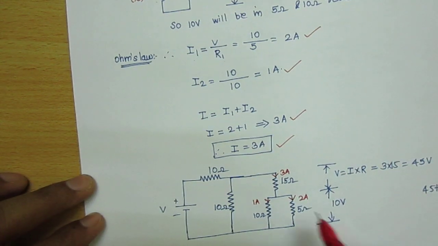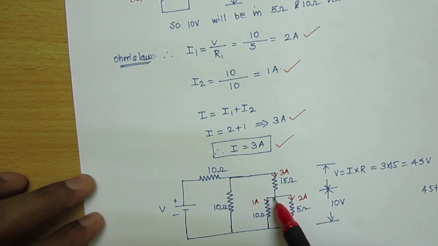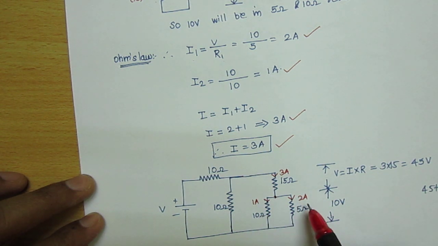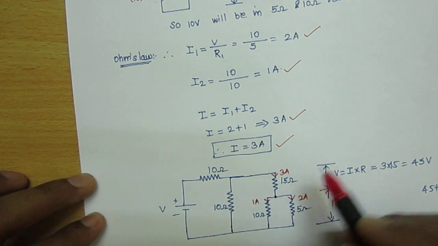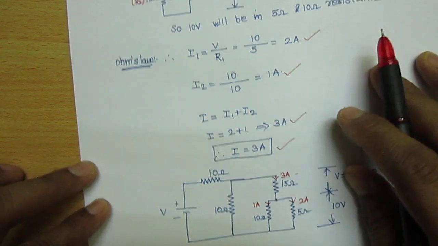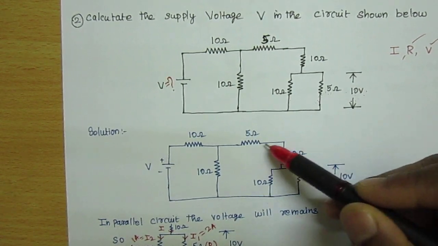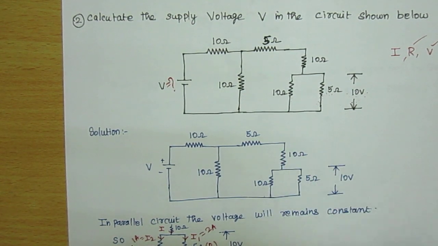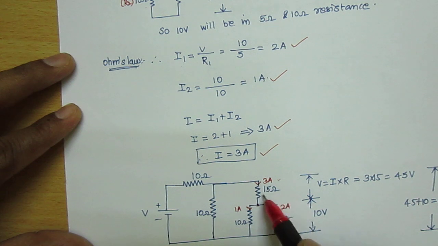In this part the 3 amps of current is flowing, that is the total current, and when it comes to this branch it divides into two branch currents, 1 amp and 2 amps. We already know that the voltage here is given as 10 volt. But in the given question, the 5 and 10 ohms are connected in series. If I add them, I get 15 ohms. That is what is given in this diagram.